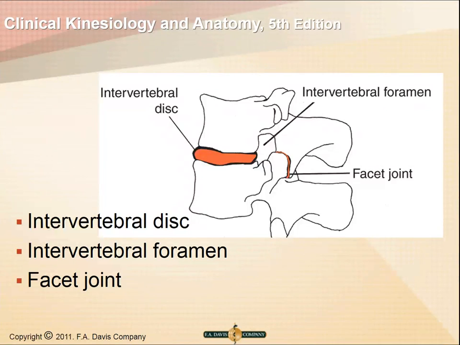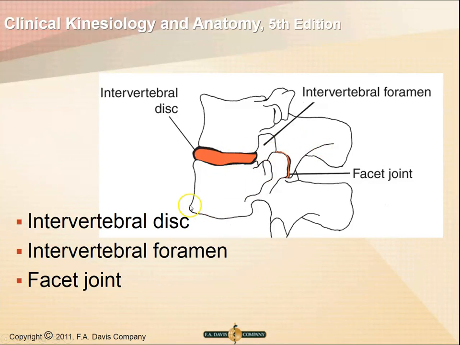Next, we're going to talk about the intervertebral disc. The intervertebral disc is going to be between our two vertebral segments. We're going to talk a little bit about the anatomy in just a second. Our intervertebral foramen is going to be that space on the posterior lateral aspect of the vertebrae, and this is where our nerve roots are going to exit from the spinal cord.